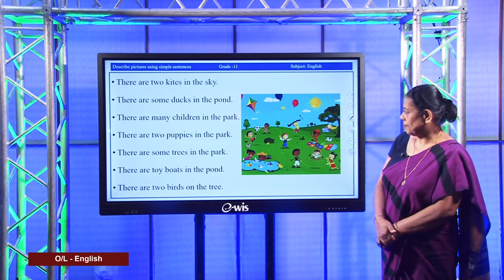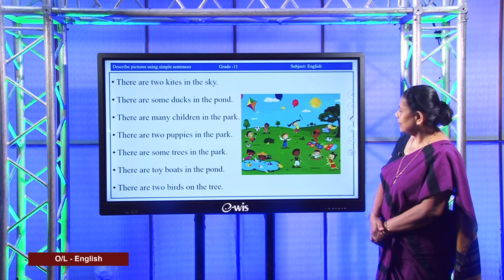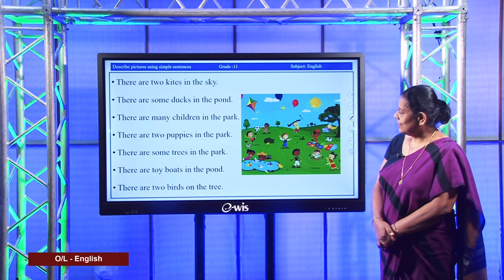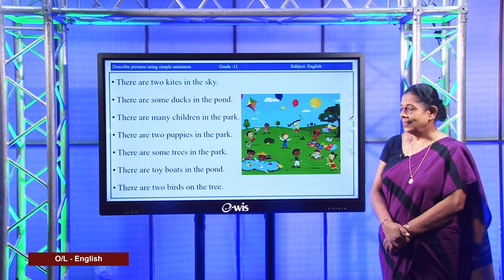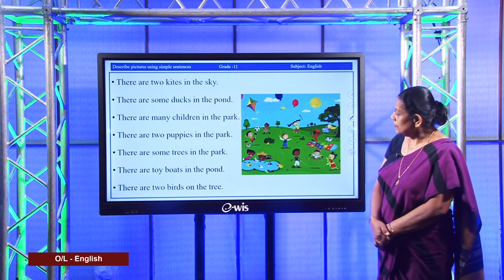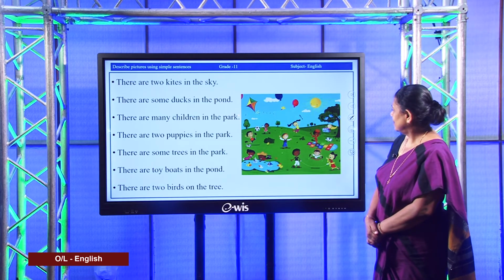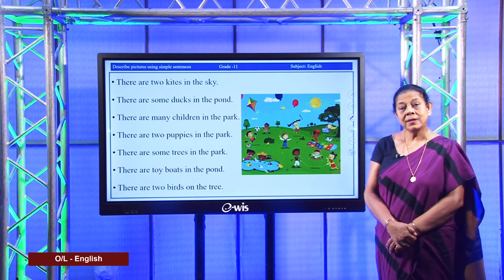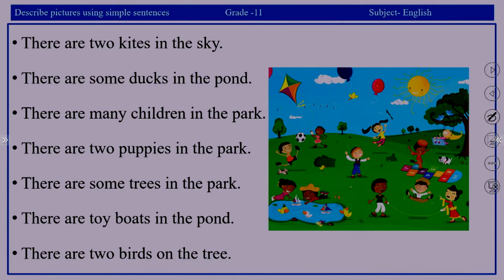What else? Can you see some birds in the picture? Yes, there are. So how do you describe that? There are 2 birds on the tree. Can you see 2 birds on the tree? There are 2 birds on the tree.